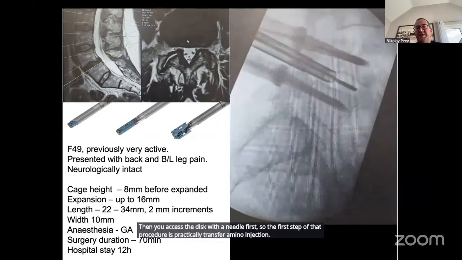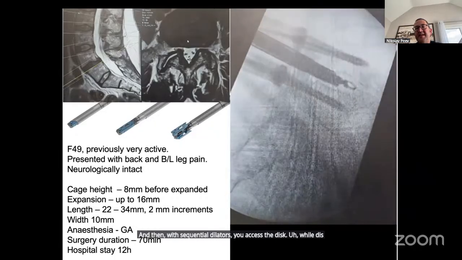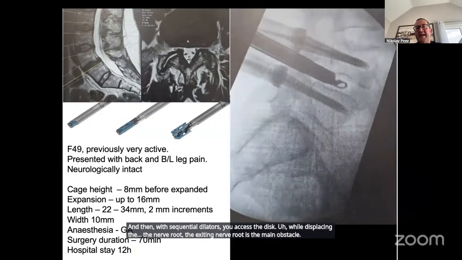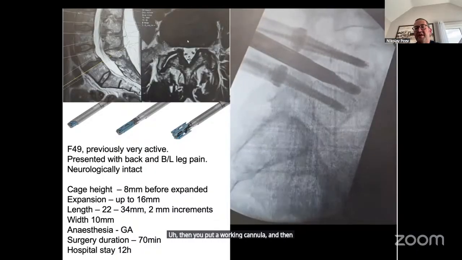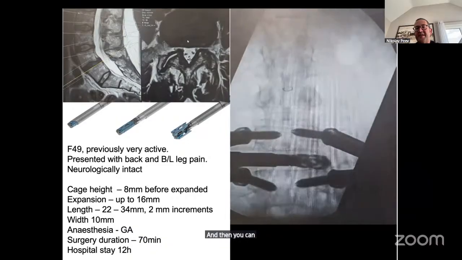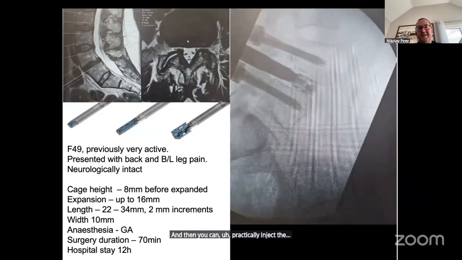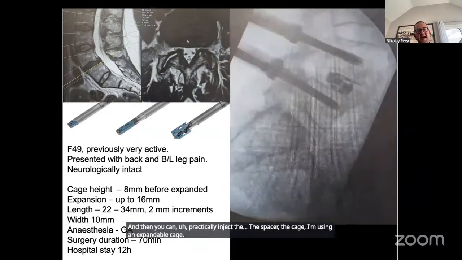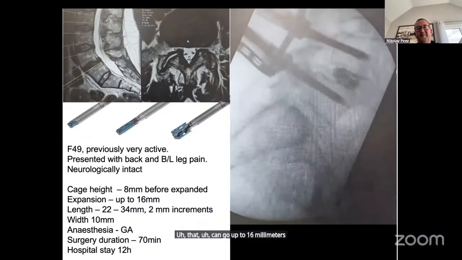And then with sequential dilators, you access the disc while displacing the nerve root. The exiting nerve root is the main obstacle. Then you put a working cannula, and through the working cannula, you have a lot of instruments that you can use to clear the disc, and then you can practically inject the spacer, the cage. I'm using an expandable cage that can go up to 16 millimeters on expansion.